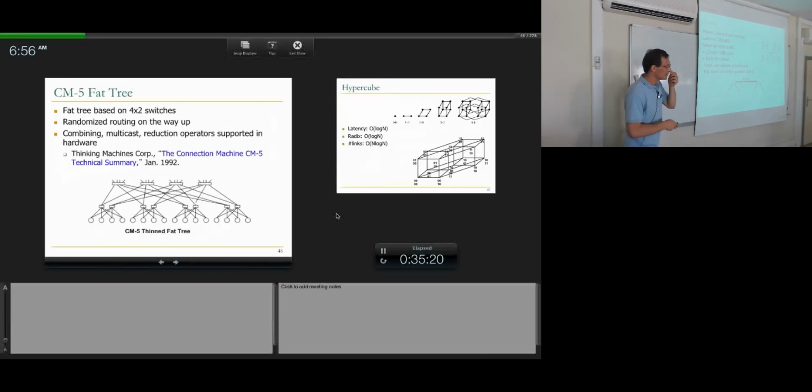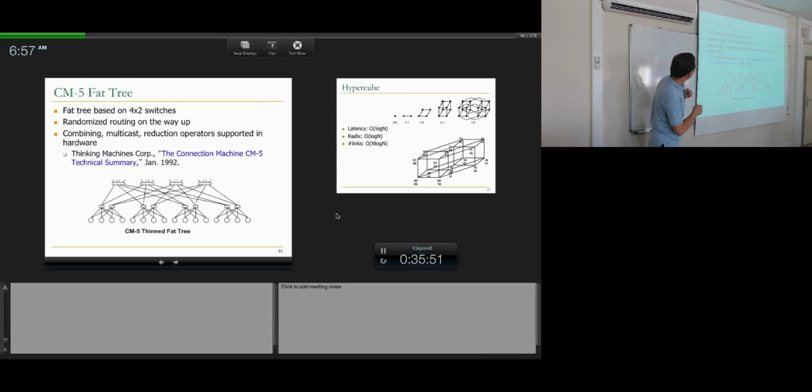Connection Machine 5, which is another interesting paper. This is their fat tree. And they've used a fat tree as a communication substrate in their designs. They had basically these 4x2 switches, and they had an interesting randomized routing mechanism going from bottom to up. I'll let you read this interesting technical summary. We won't go into detail.